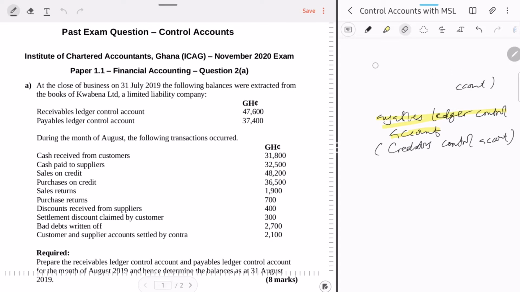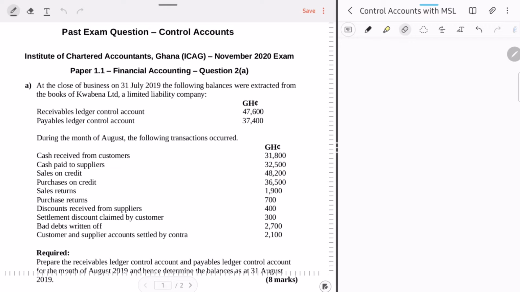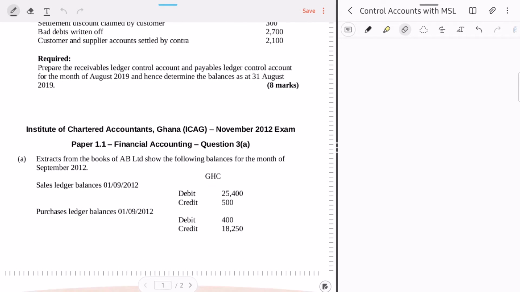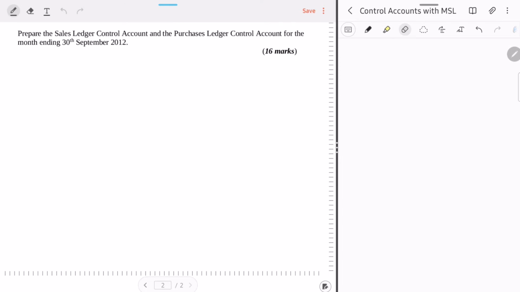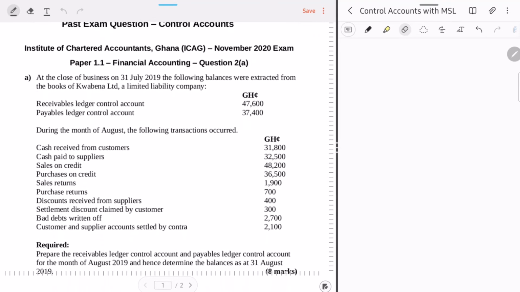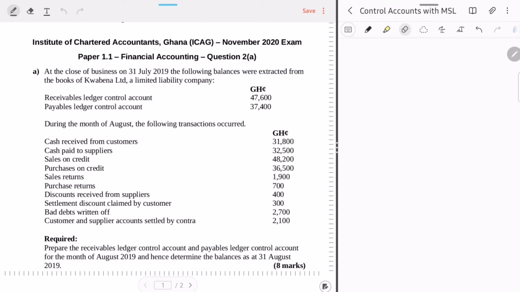All we need to know is that, back to the question here, I'll show you how to prepare control accounts. I will use two questions. By the time we've done both questions, trust me, there's no question that can beat you. No question on the face of the earth can beat you when it comes to control accounts. Take my word for it.